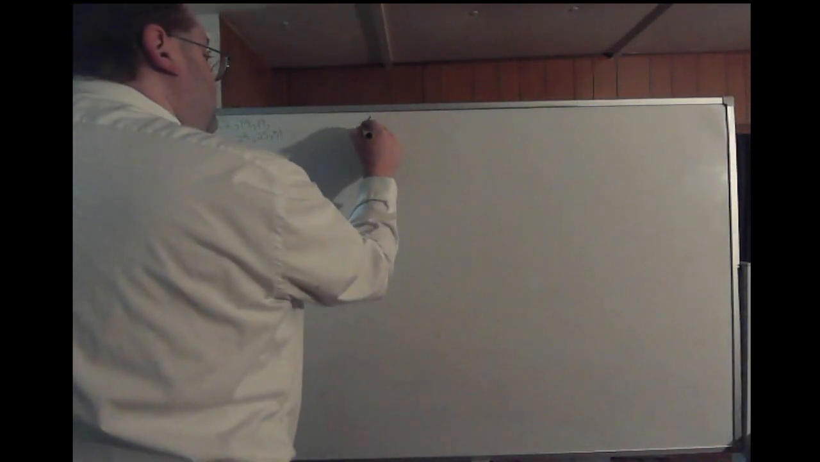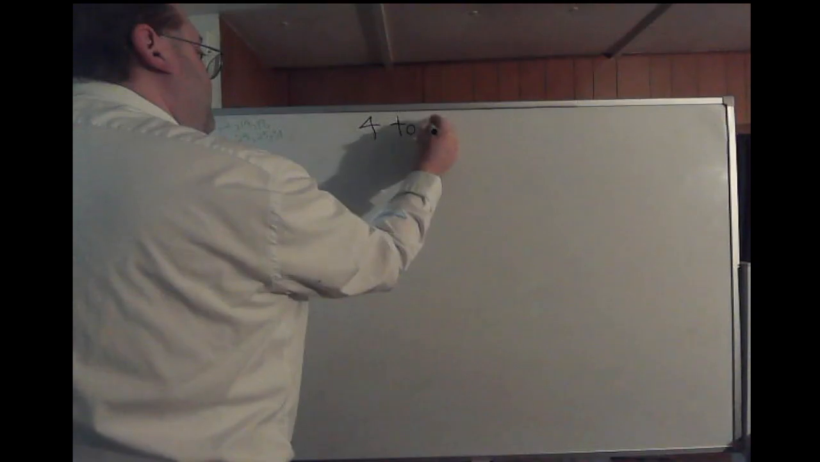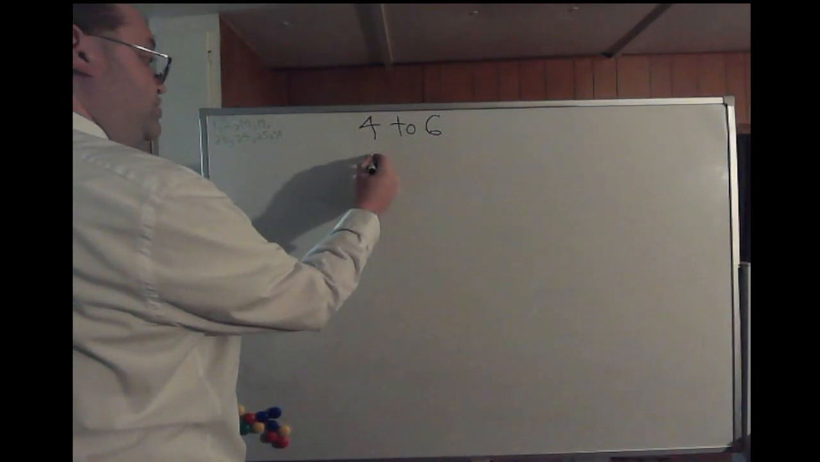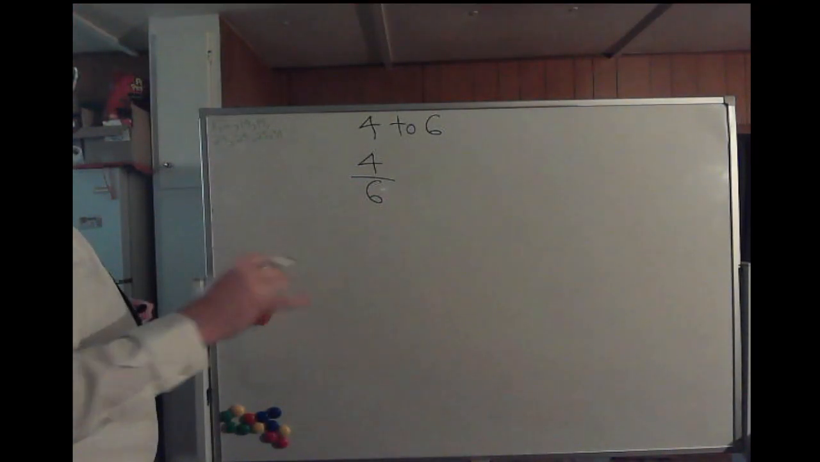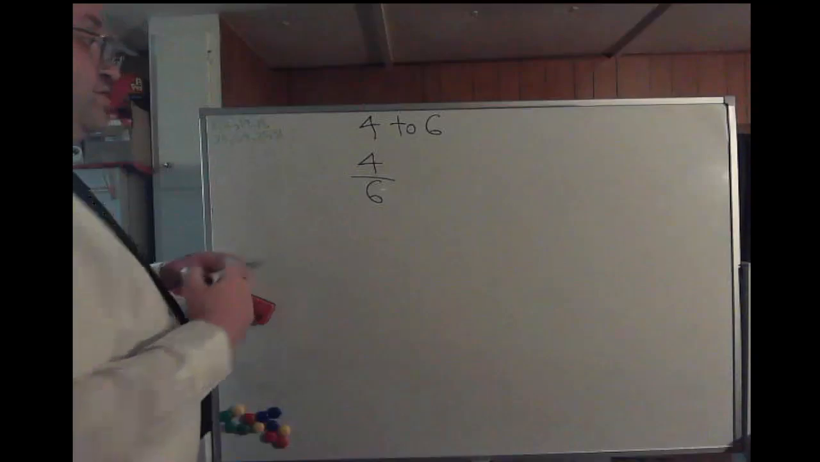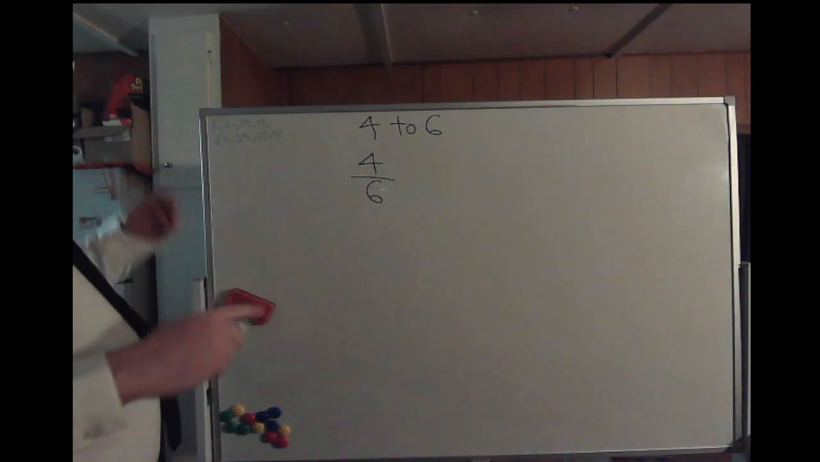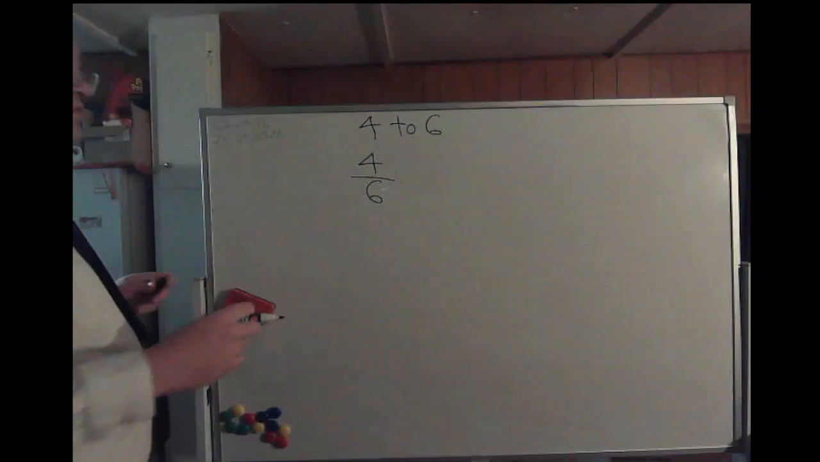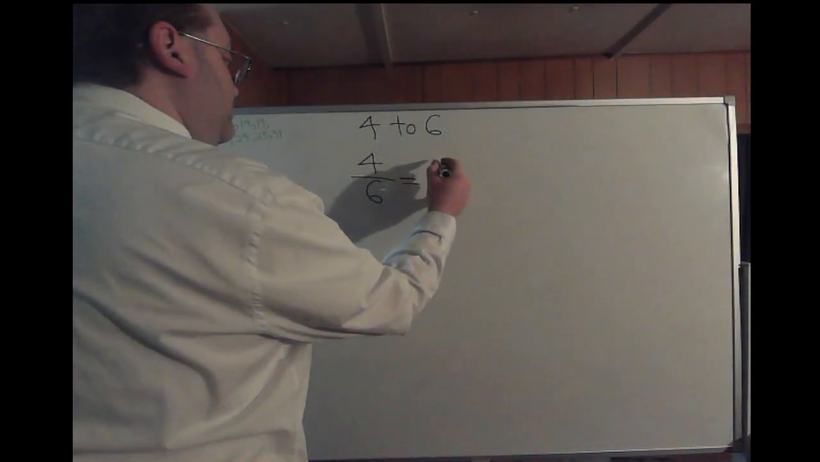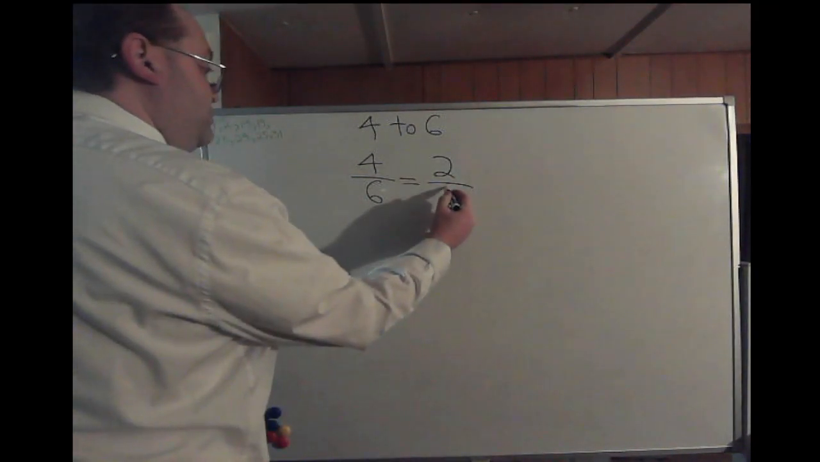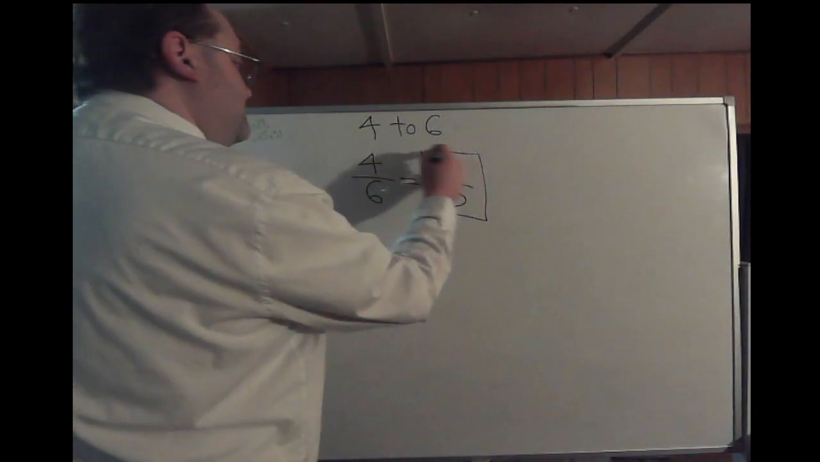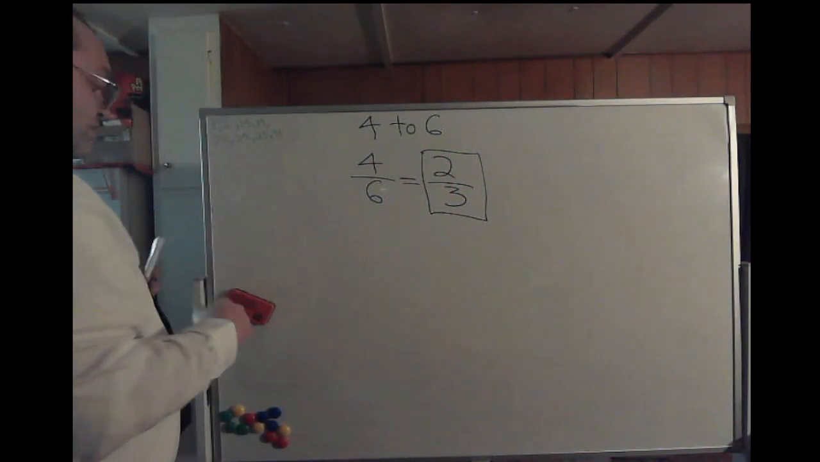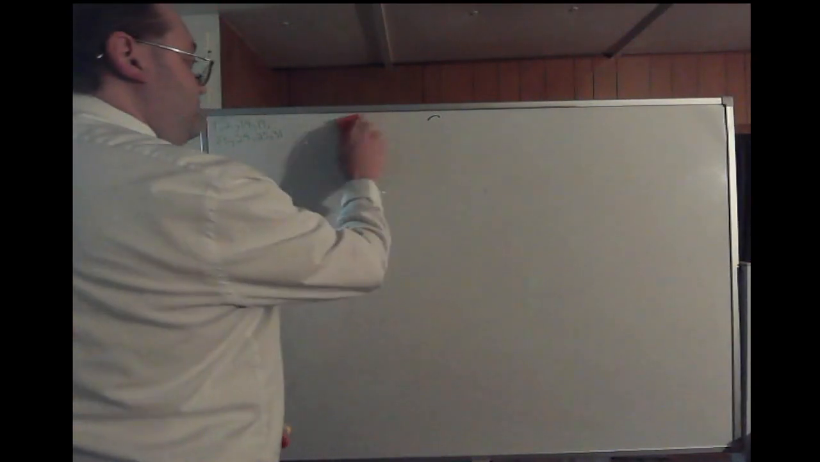Alright, I got a few more problems here. This time, let's say you have 4 to 6. The first number is your numerator, 6 will be your denominator, but we're going to simplify it. We want to get it to a fraction in simplest form. If we remember, we look for a common factor. Both have a common 2. So if you divide 4 by 2, you'll get 2. Divide 6 by 2, you get 3. So 4 to 6 is the same as 2 to 3. That's how you would simplify it. Just reduce the fraction.